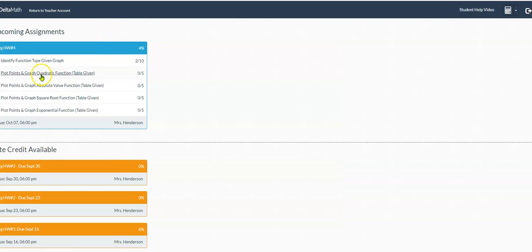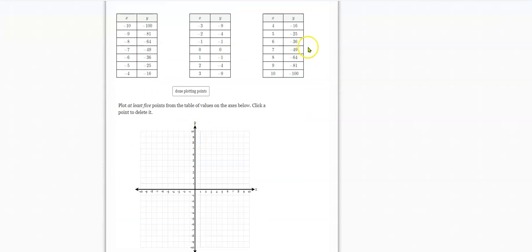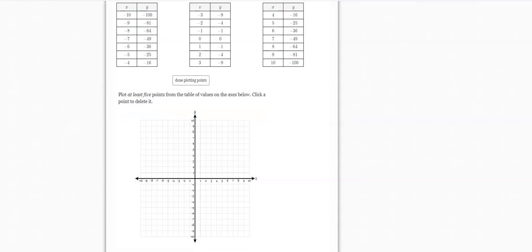The second lesson is plotting points and graphing quadratic functions given a table. You'll see several tables here. All of them contain the values for this function written up above: y equals negative x squared. Now all of these values are accurate, but you can't plot all of them on the given graph because the graph is only negative 10 to positive 10. So I can't graph these values here because they all have y values that are larger than 10.